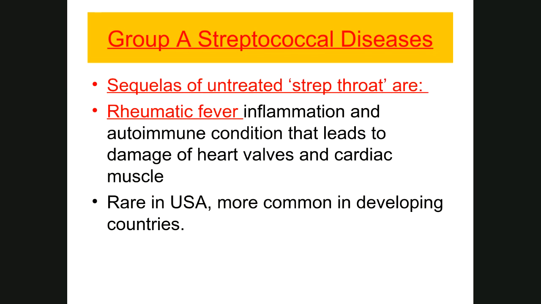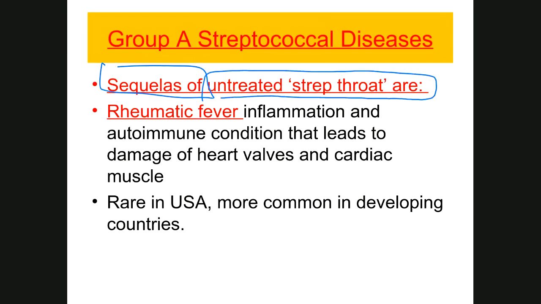Sequelas. Sequelas are conditions that appear after the initial infection. And in the case of group A strep, the sequelas are autoimmune diseases, two of them, rheumatic fever and glomerulonephritis. So these sequelas appear if we have an untreated strep throat. And that's one of the urgencies in treating the disease as quickly and as effectively as possible. Rheumatic fever is an autoimmune condition that damages the heart, cardiac muscle.